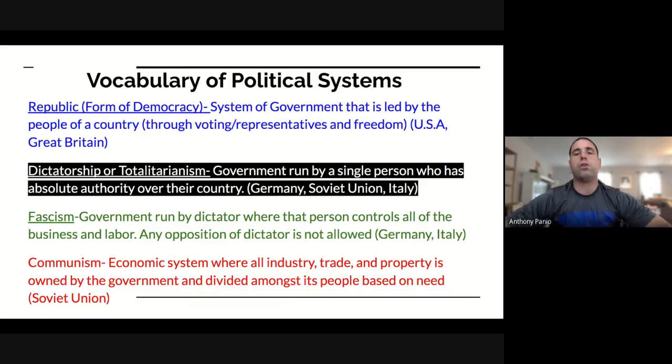You'll also see the word called totalitarianism. It's a very crazy word, but you should notice the word total in it. And a dictator has total control over their country. So it's a government run by a single person who has absolute authority over their country.